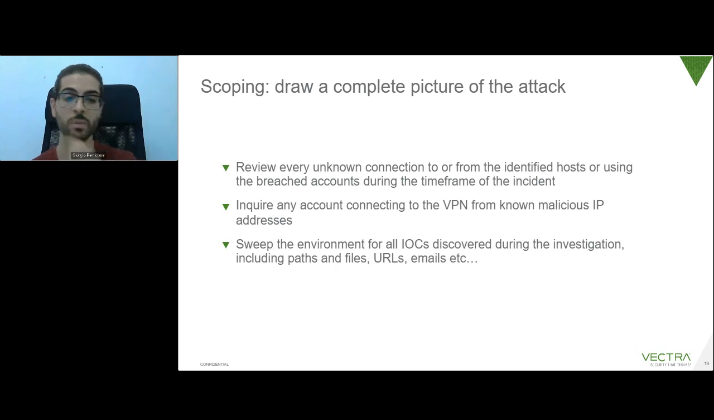So here are just some general examples of how you could do some scoping. Of course, we're talking about network forensics. Basically, if you know which hosts were compromised, you can look at, in the incident time frame, which other hosts and accounts that compromised host interacted with. You should consider all of the different hosts with which it interacted as compromised as well.